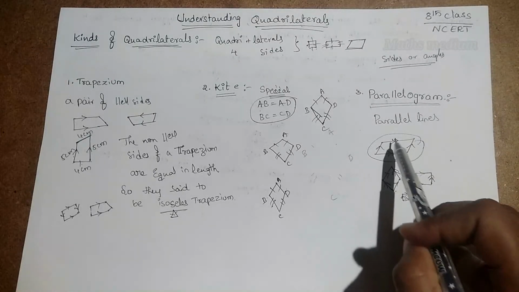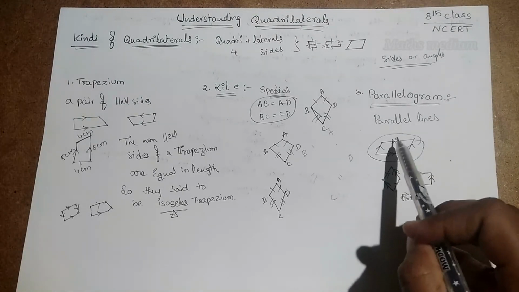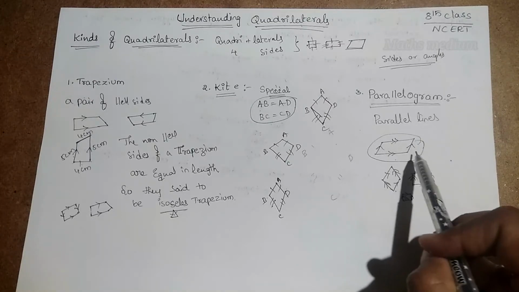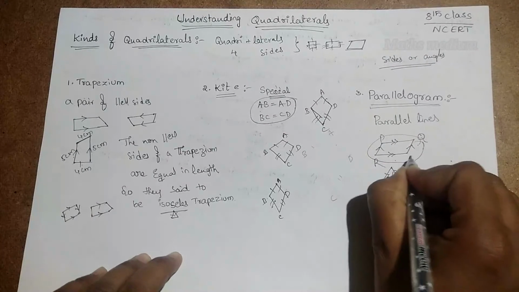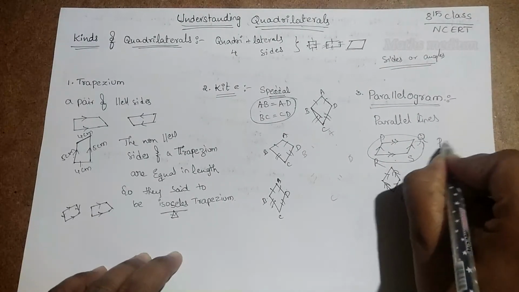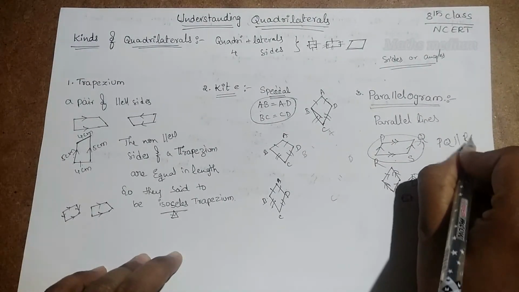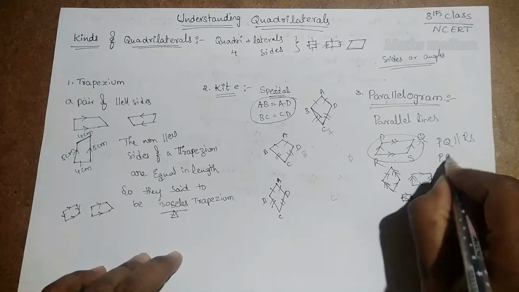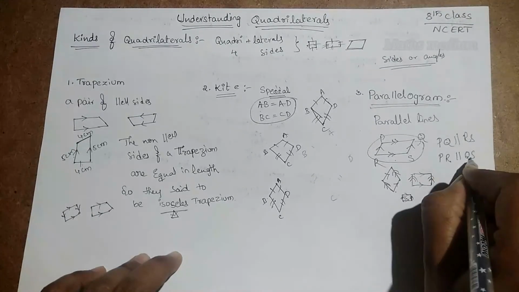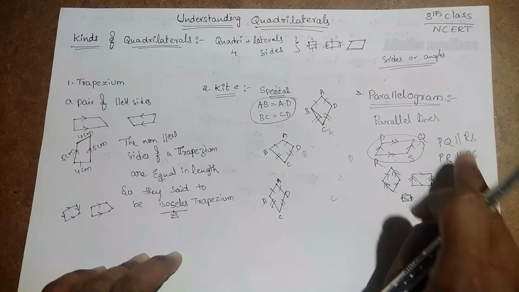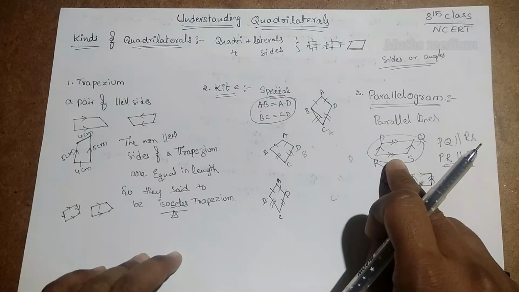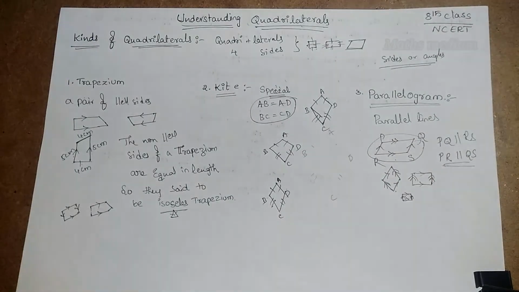See here, opposite sides are parallel. Here also opposite sides are parallel. Let it be P, Q, R, S parallelogram, then PQ is parallel to RS and PR is parallel to QS. So if you take any parallelogram, opposite sides are parallel. So this is about the parallelograms.